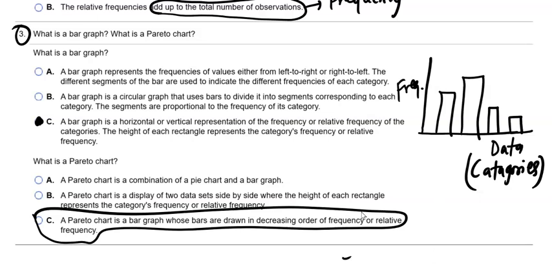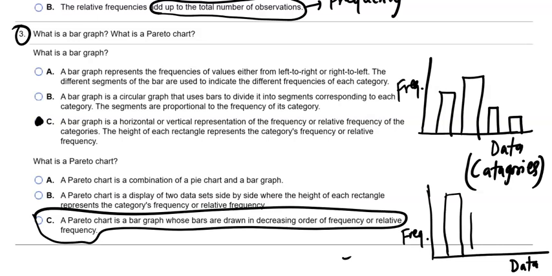That's a Pareto chart. For example, I can draw the bar graph here. This way is the category of the data, and this way is frequency or relative frequency on the vertical axis. Let's draw the bar graph where each bar has the same width but different height, but height must be in decreasing order. So if you look at this bar graph, it is not a Pareto chart because the bars are not in decreasing order, but this is the Pareto chart.